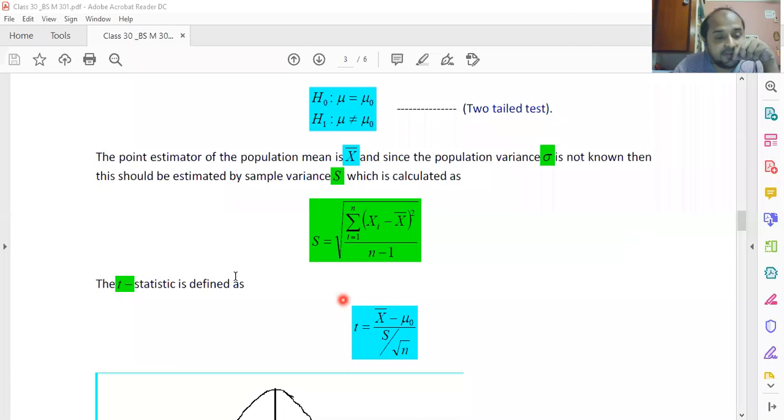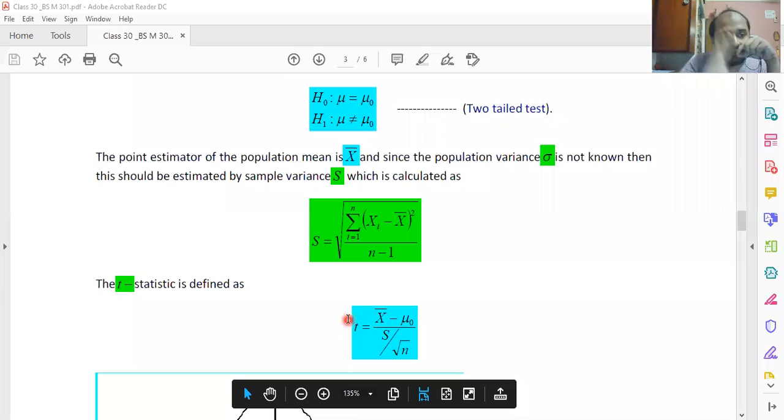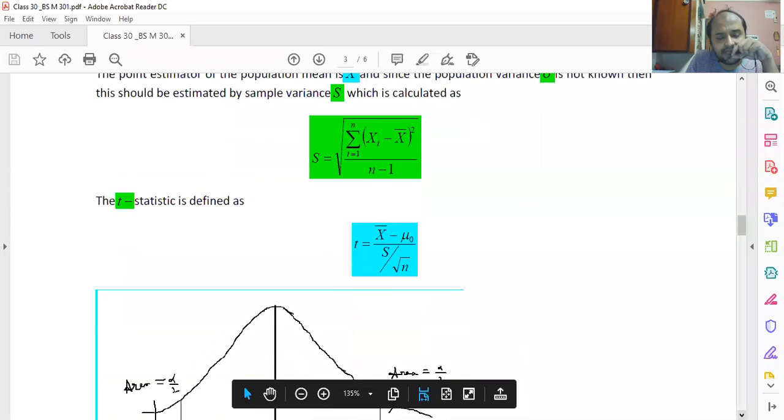Anyway, if the population standard deviation is not known, then I'm going to estimate it by this quantity, and then the formula changes only slightly. The previous formula was x bar minus mu naught by sigma by root n, which was denoted by Z, and now the formula has become x bar minus mu naught by S by root n, which is denoted by T. So it's very similar.